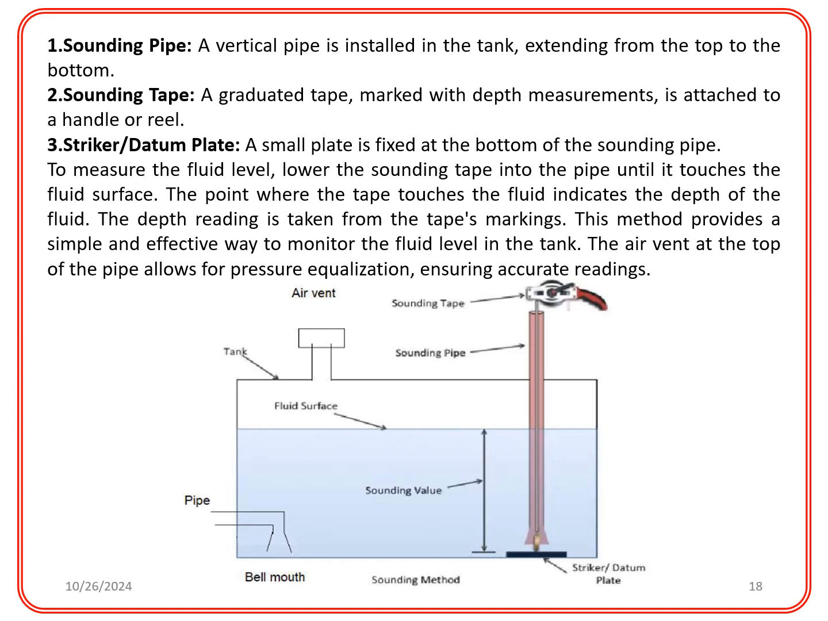To measure the fluid level, lower the sounding tape into the pipe until it touches the fluid surface. The point where the tape touches the fluid indicates the depth of the fluid. The depth reading is taken from the tape's markings. This method provides a simple and effective way to monitor the fluid level in the tank. The air vent at the top of the pipe allows for pressure equalization, ensuring accurate reading.